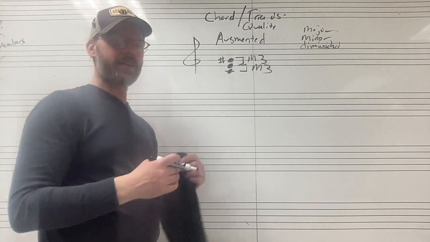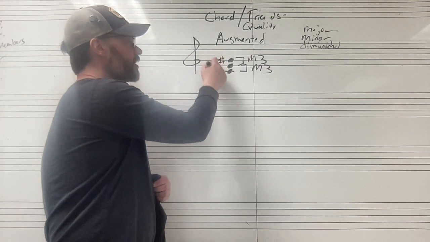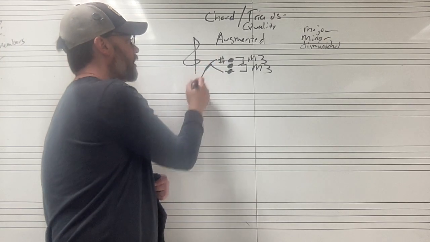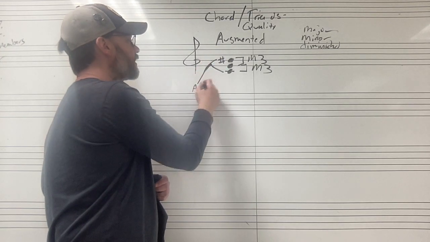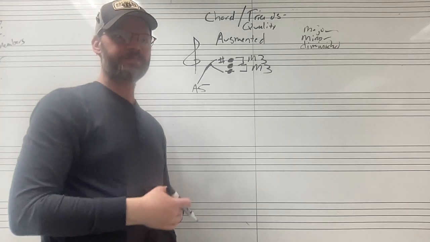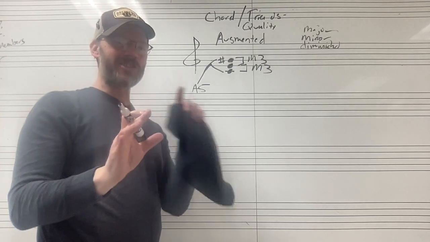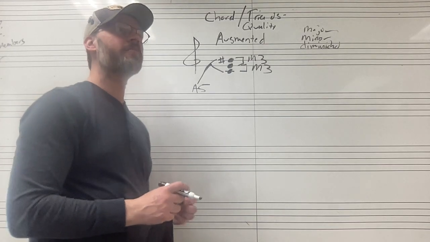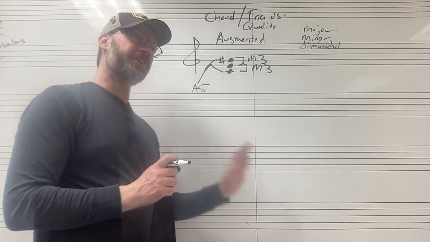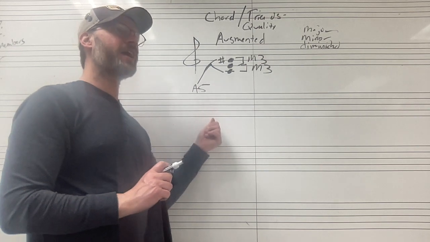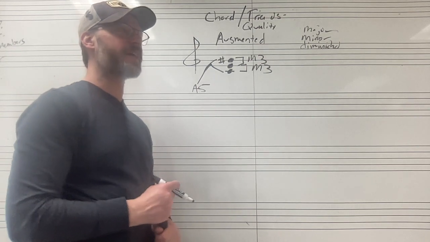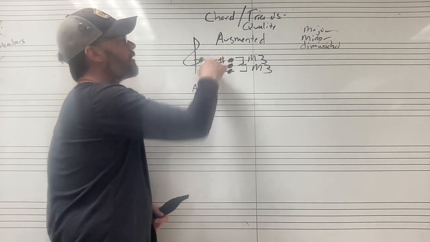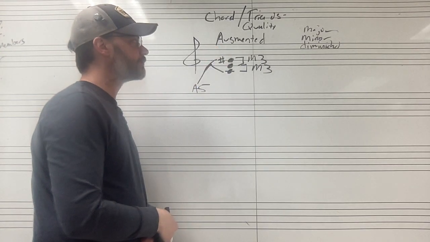And then the outer interval is weird. Here's where it gets kind of weird. And this is the only time we're going to deal with this weirdness. This is actually an augmented fifth. Okay, I told you last week we weren't really going to deal with any other augmented intervals besides the augmented fourth. I lied a little bit. So here's the only exception to that. Okay, is this augmented fifth between the root and the fifth of an augmented triad.